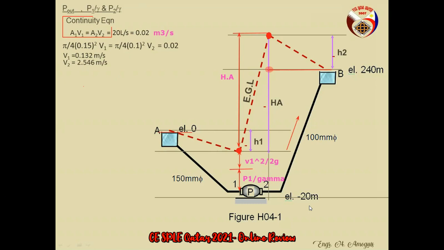Halimbawa, A to 1, that is 20. So, pwede mo, ang reference mo, actually, pwede kong baguhin ito. Yung pinakailalim, pwede kong gawing 0, yung elevation A, 20, yung elevation B, plus 20. So, pwede kong gawin yon, no? So, pwede rin hayaan mo rin na ganyan. Basta, consider mo rin yung sign.